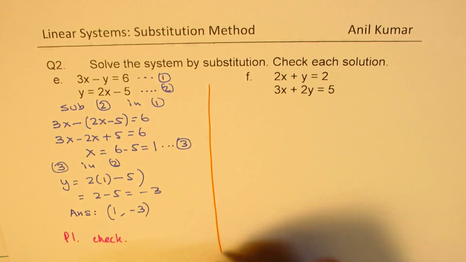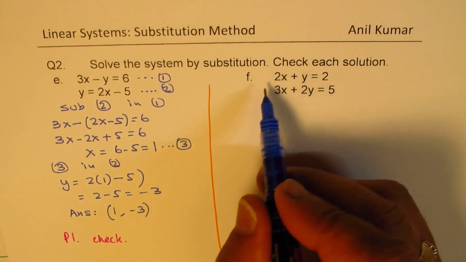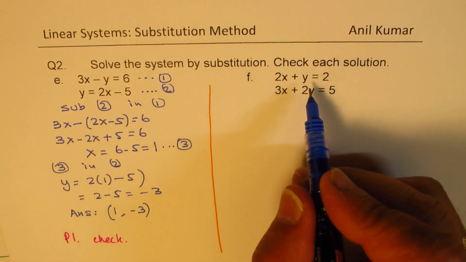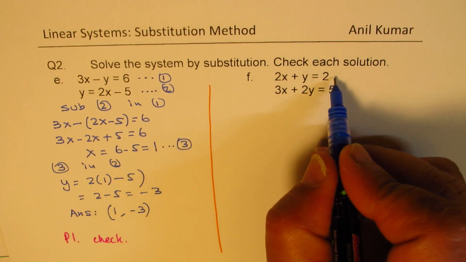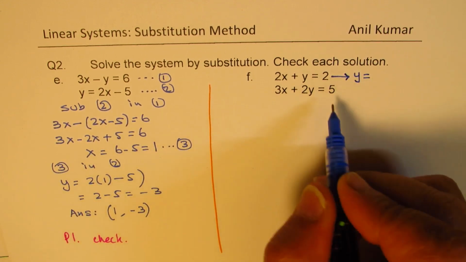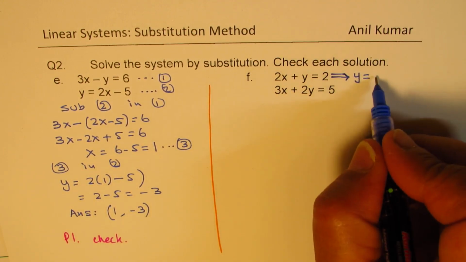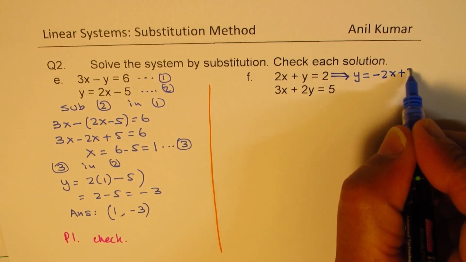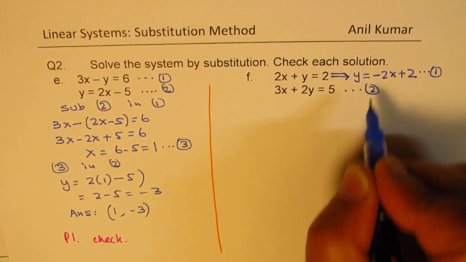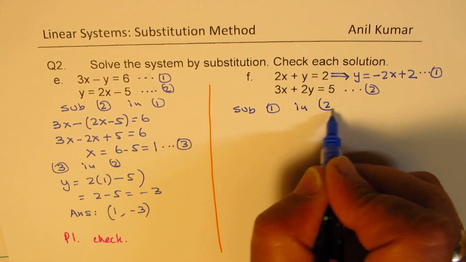Let's do part F. So here we are not given explicitly the value of y. But you can isolate. So from our first equation, we could actually write y equals 2 minus 2x, right? Or minus 2x plus 2, correct? So we'll call this our equation 1, that our equation 2, and this time we are going to substitute 1 in 2. Clear?